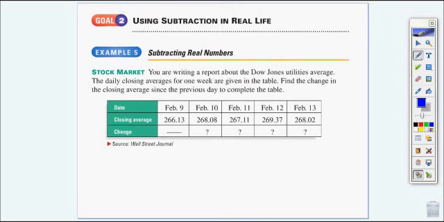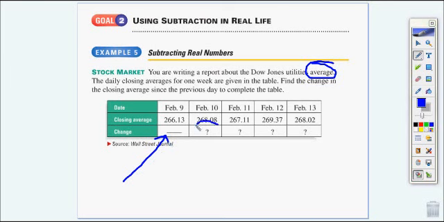So in real life, we could talk about the stock market. You're writing a report about the Dow Jones Utility Average, the daily closing averages. Remember, when we do averages, we add up all of the data and then divide by how many pieces of data we had. The daily closing averages for 1 week are given in the table. Find the change in the closing average since the previous day to complete the table. You're going to notice here we don't have a change because we didn't have a previous day.